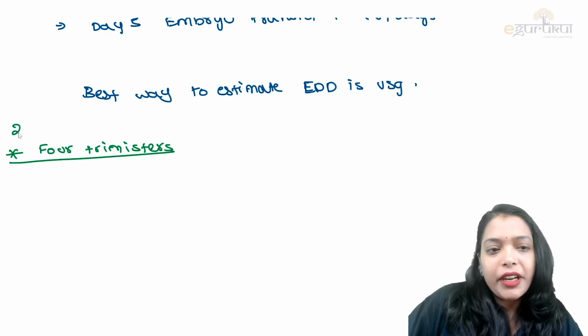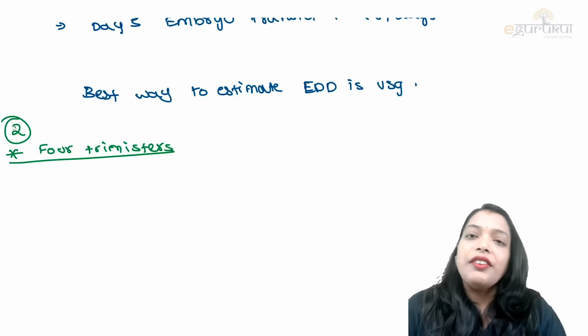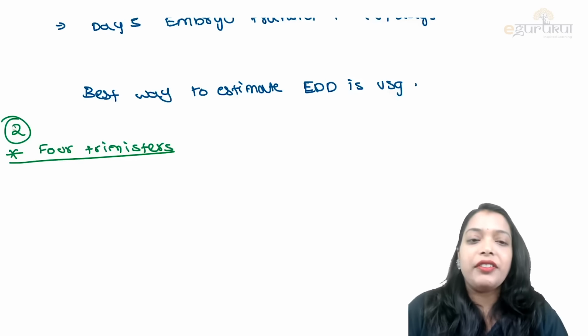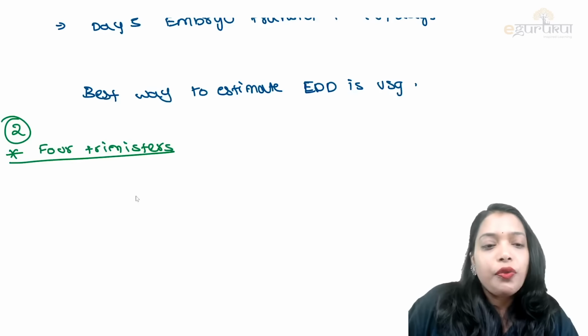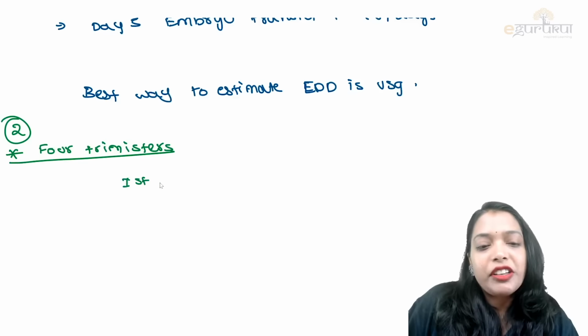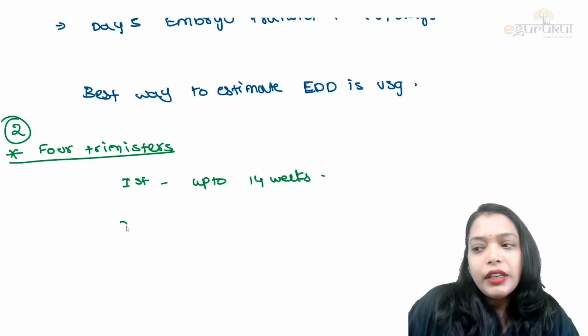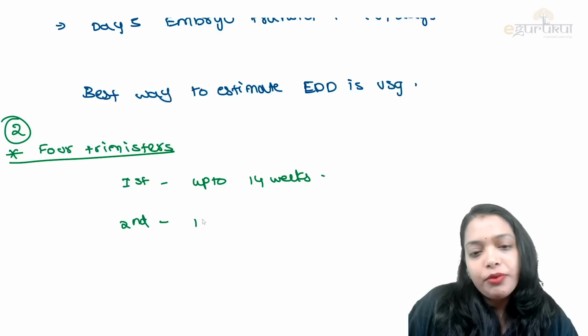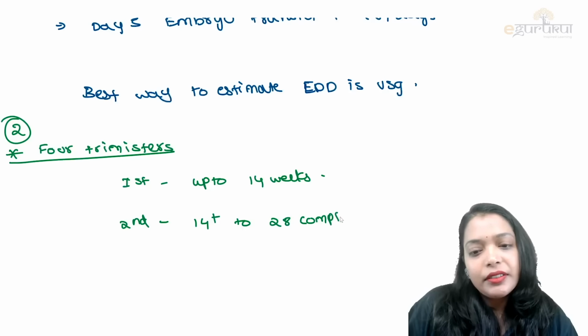So this is the second update. Earlier we always discussed that we have 3 trimesters. Now it tells that we have 4 trimesters. The first trimester is up to completion of 14 weeks. The second trimester is from 14 plus 1 to 28 completed weeks.